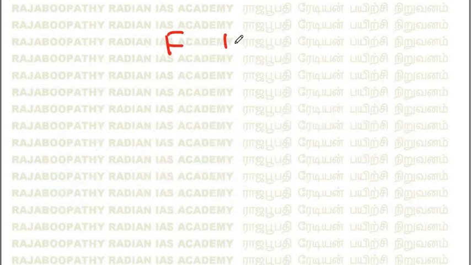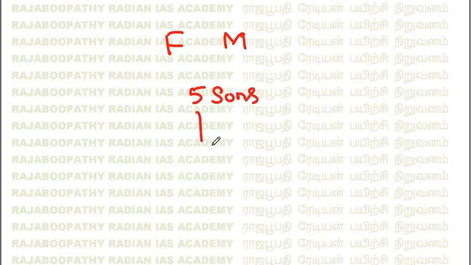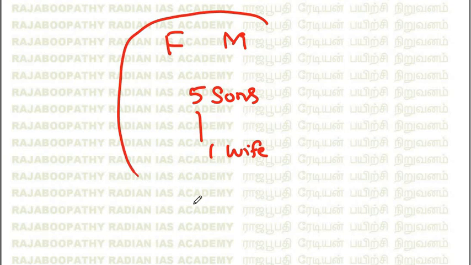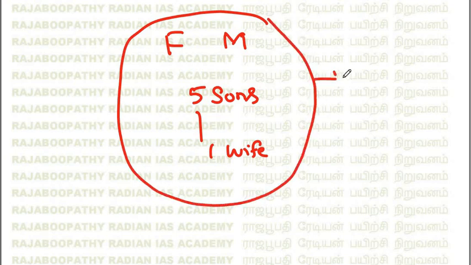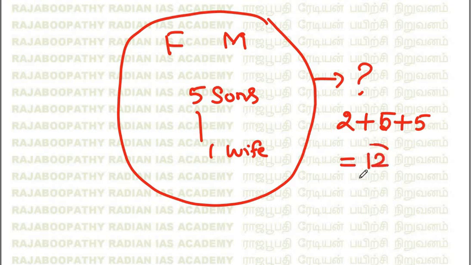Father and mother, they have 5 sons. Each son is having one wife. What is the total number of members in this family? Father and mother, 5 sons, each son is having one wife. So here the wife is not common for all, so therefore separate. Therefore the answer is 2 plus 5 plus 5. So therefore the total number of members.